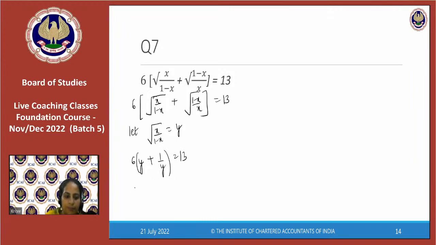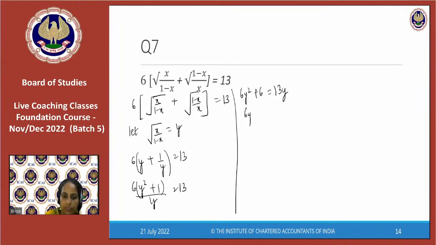Cross multiply: 6 into y square plus 1 by y equals 13. So it is 6y square plus 6 equals 13y. 6y square minus 13y plus 6 equals 0. I enjoy doing prime factorization. So 6 sixes are 36. Factors of 36 that give me 13 are 9 and 4. So 6y square minus 9y minus 4y plus 6 equals 0.